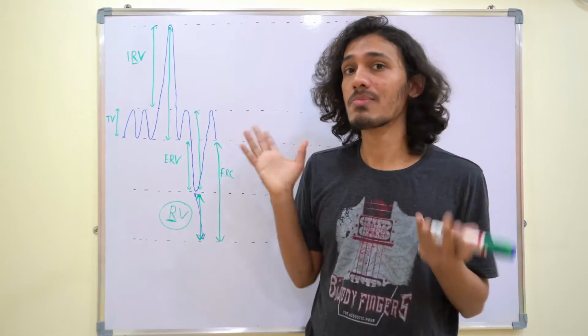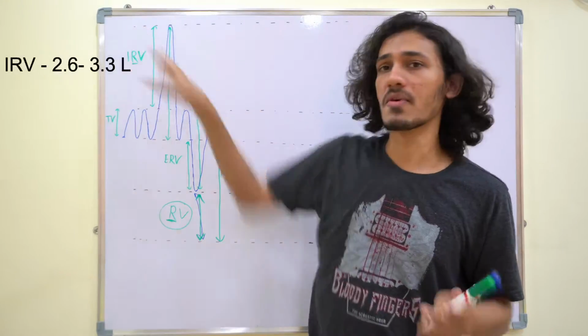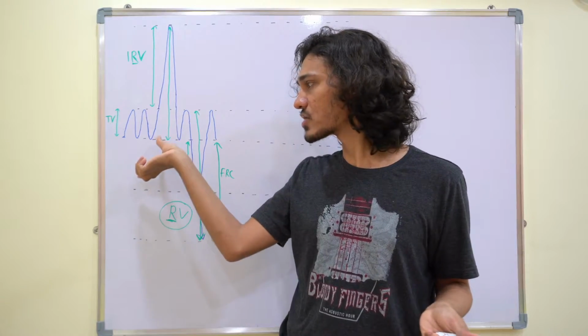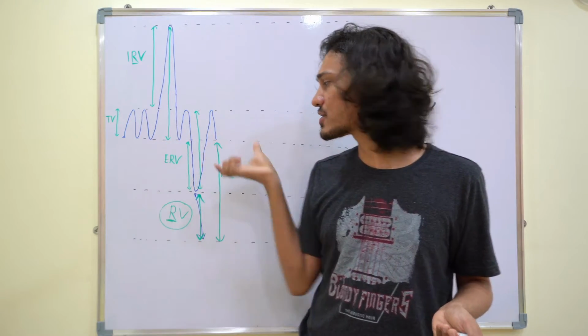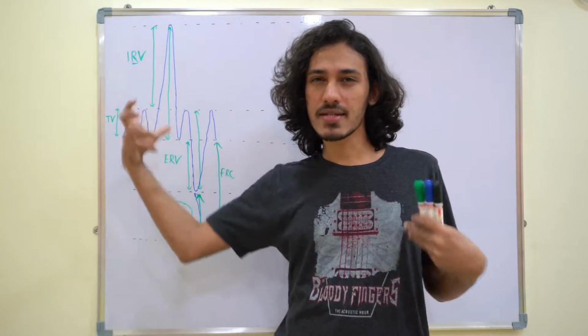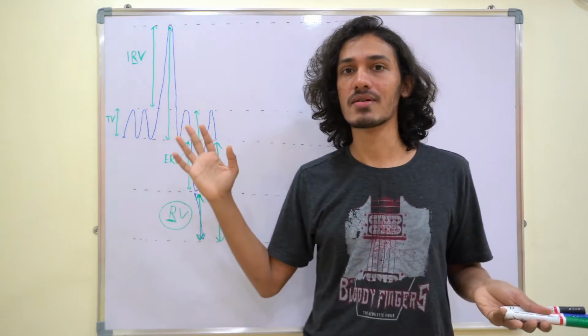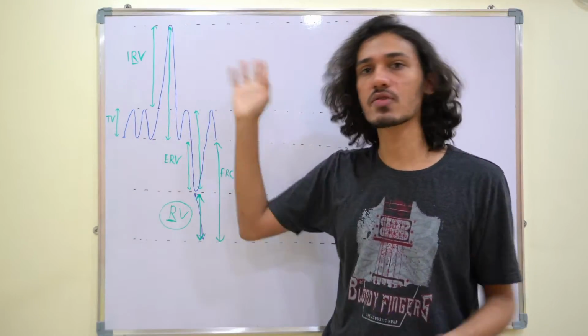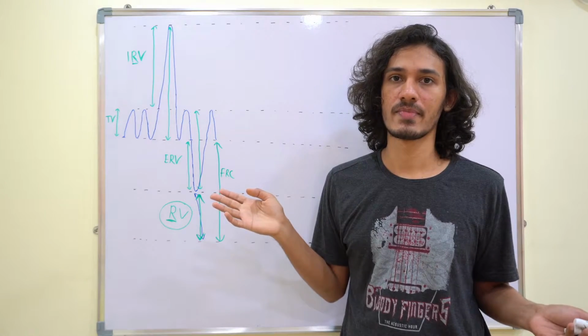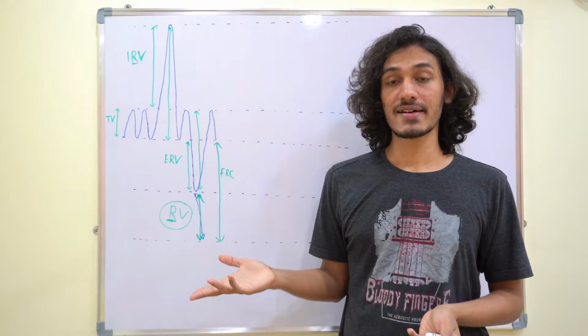All you have to remember actually is the volume of IRV. This is 350 to 500 ml. This is 1 to 1.2. This is 1 to 1.2. Add those together, that will be FRC. And this is 2.6 to 3.3. That is the only thing you have to remember. Then add everything else, and you can get the capacities that are needed. Are we clear here? Yes.